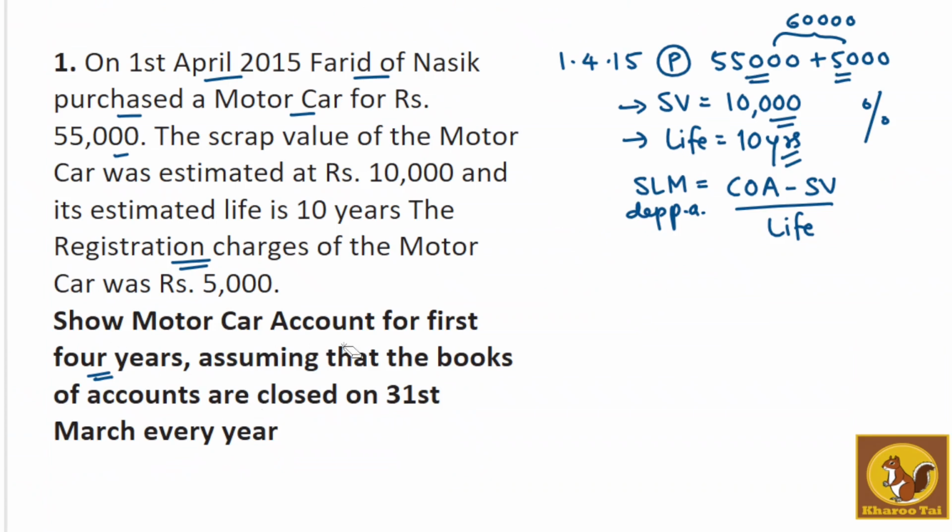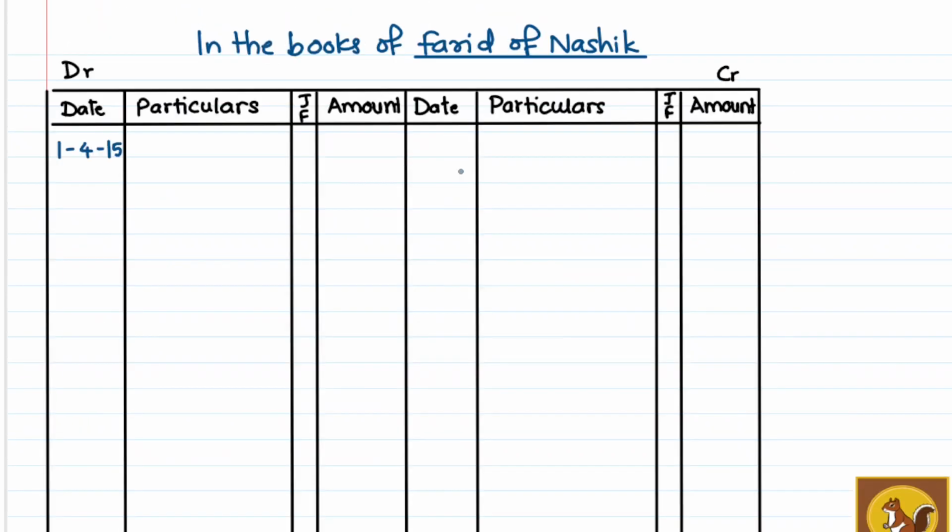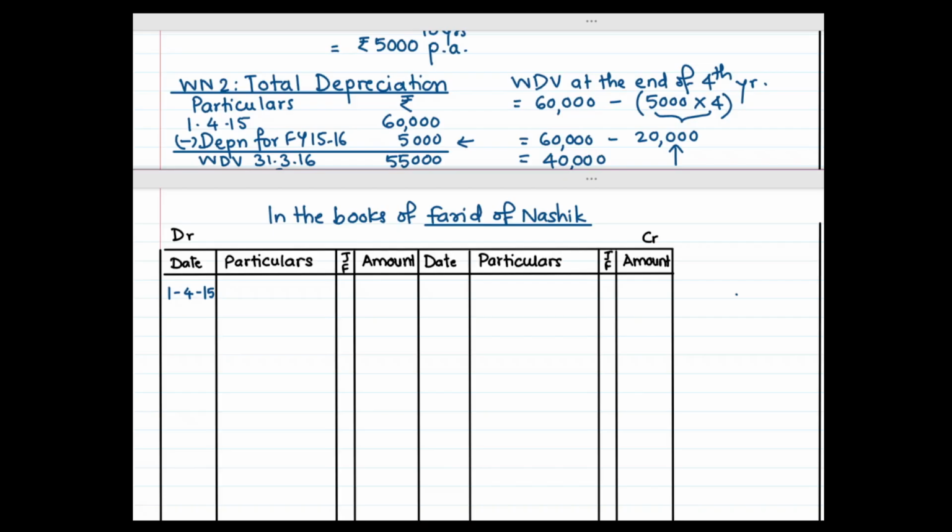What has the question asked? Motor car account for 4 years. As the working is ready, posting will be easy. We are going to open the motor car account. The asset is motor car. We know when the value of an asset increases, when the asset comes in, we debit, and when the value of an asset reduces or when the asset goes out, we credit. Correct? So with this revision and the working we have above, we will start our posting.